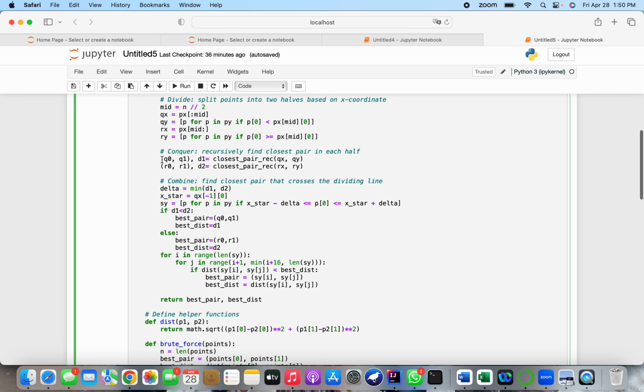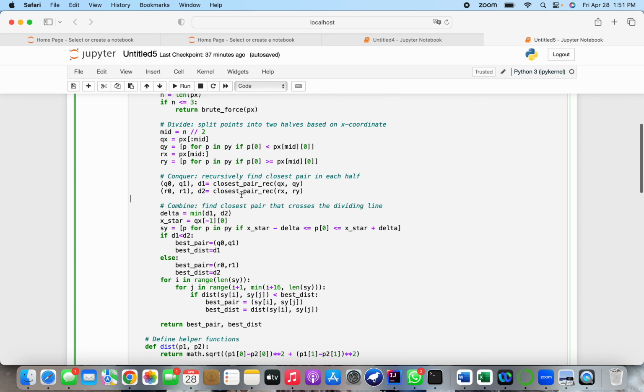So from here we're going to check which is the closest pair in each half. Using the recursive method, we recursively find the closest pair in each half. q0 and q1 will have the closest pair in the qx and qy half, and r0 and r1 will have the closest pair of the rx and ry half. I think you got the point.